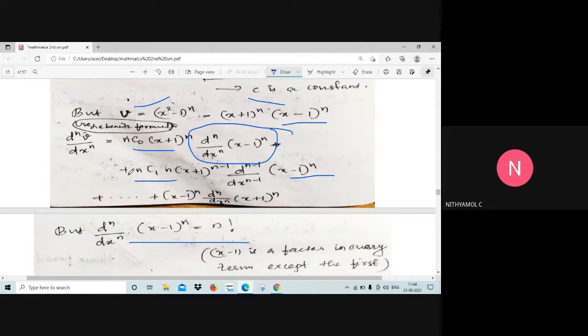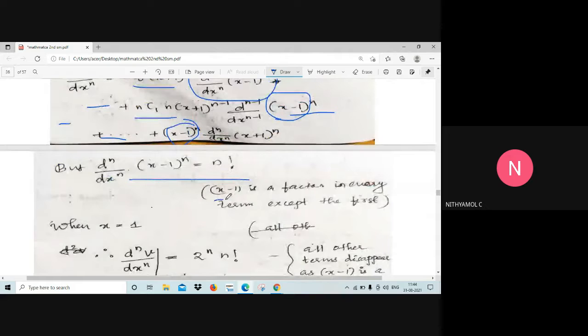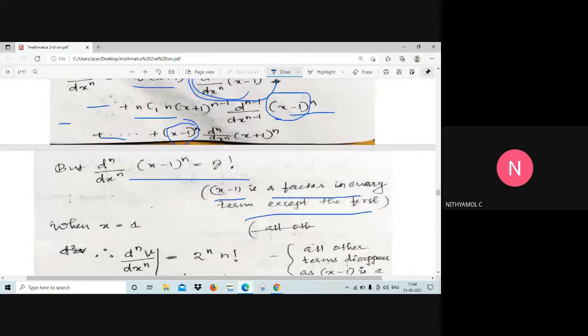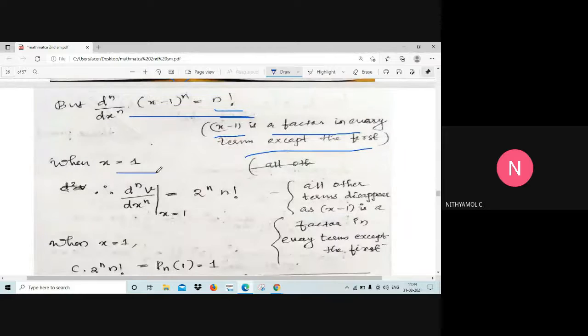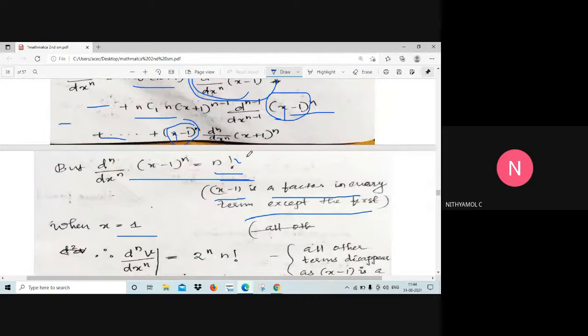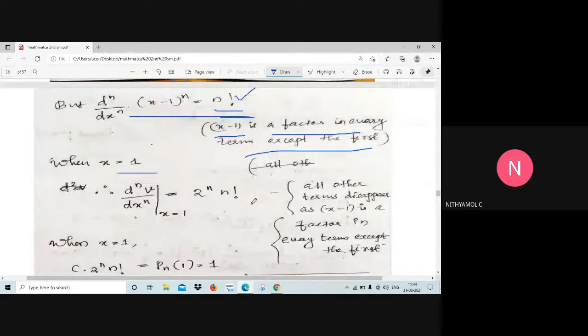So all other terms contain the term x minus 1 here, x minus 1 here, and we have several other terms in between them that also contain x minus 1. That's why I wrote it like this. x minus 1 is a factor in every term except the first term, because this first term can be written as n factorial. So when I put x equal to 1, here 1 minus 1 is 0, so this term will be 0. Here also 1 minus 1 is 0, this term will be 0, but the first term is not 0 because it can be written as n factorial. Therefore, only the first term will remain.